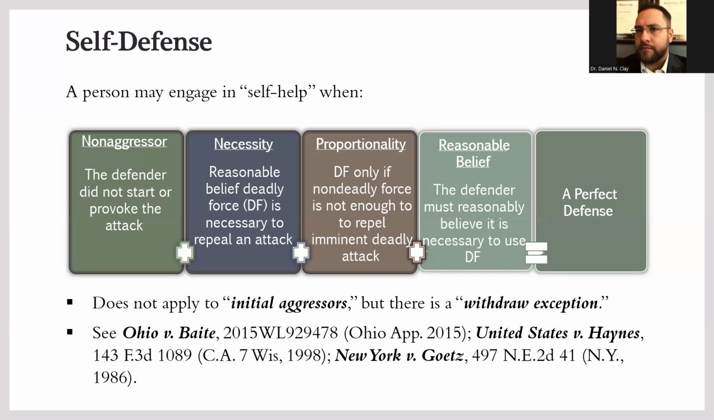So, assuming that you can prove that you were the non-aggressor, that it was necessary to use reasonable force, that you had a reasonable belief that it was necessary, and that you were proportional in the amount of force that you used, then you do have a perfect defense, right? If you can prove all these things, you have a perfect defense, and you will be found not guilty of the crime.